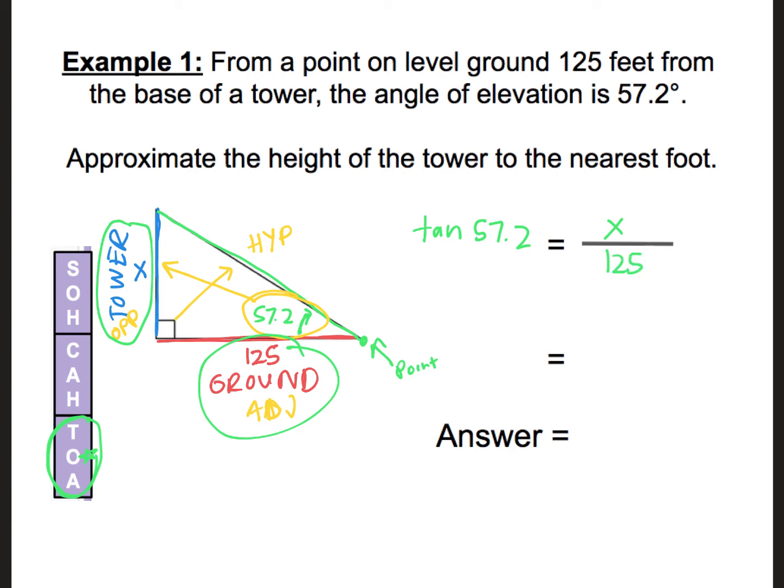Again, we're trying to get X alone, so I want to move 125 to the other side. So I'm going to multiply both sides of my equation by 125. When I do that, 125 goes in front of my tangent. So we're going to have 125 tangent of 57.2 equals X. And then we just need to type that into a calculator. So I'm going to go ahead and show you how that works.